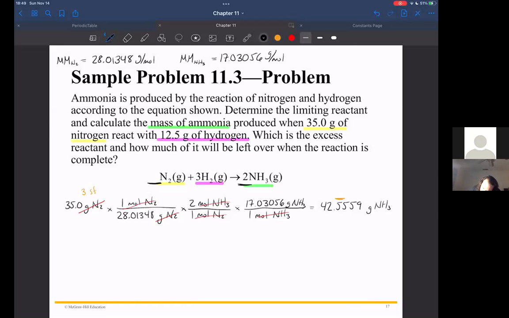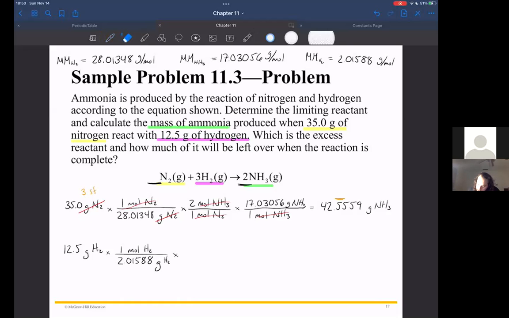So now I've got to do my second calculation in parallel, but this time I'm going to start out with the grams of hydrogen gas. I need to convert from grams to moles because I'm trying to use my balanced chemical equation. So in order to do that, I need a molar mass. This will allow me to convert from grams of hydrogen gas to moles of hydrogen gas. Now I can use my balanced chemical equation, which tells me that if 3 moles of hydrogen gas are consumed, 2 moles of ammonia are produced.